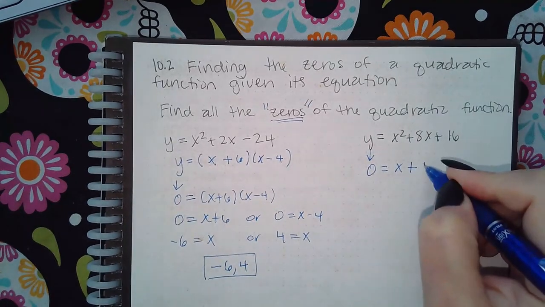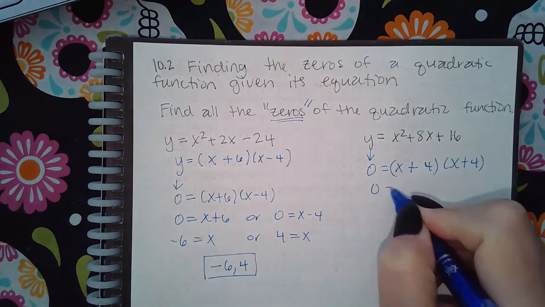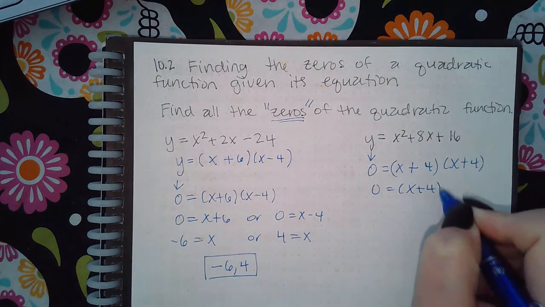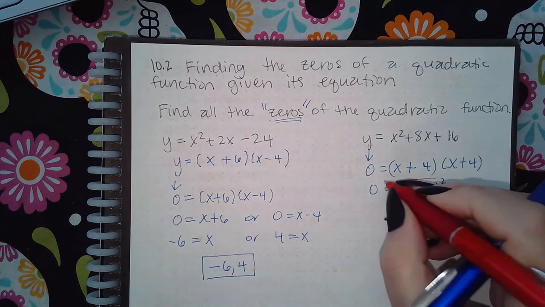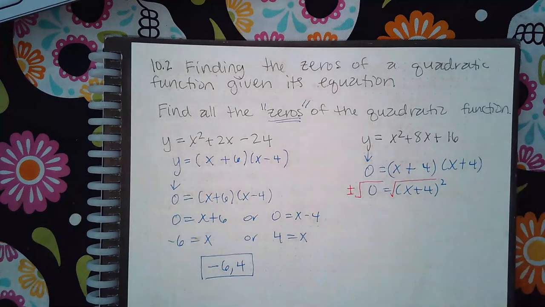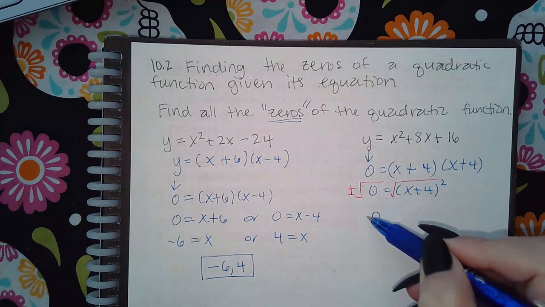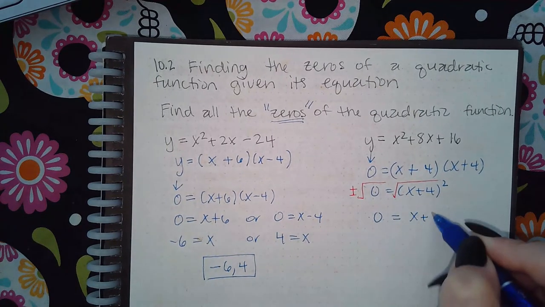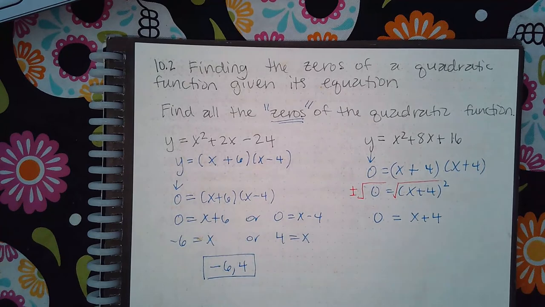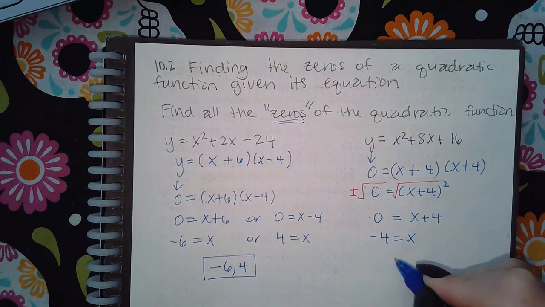This would be x plus 4 and x plus 4, which is the same as saying x plus 4 squared. And if I take the square root of both sides, generally I get plus or minus. But the square root of 0 is 0, and it doesn't matter whether it's positive 0 or negative 0, it's still 0 because 0 is neutral. And then if I have minus 4 on both sides, I get that x equals negative 4.